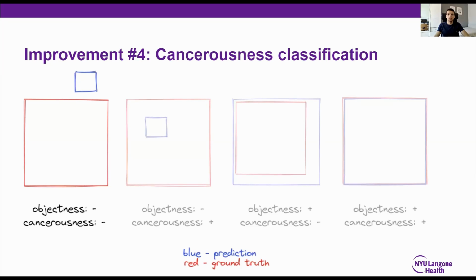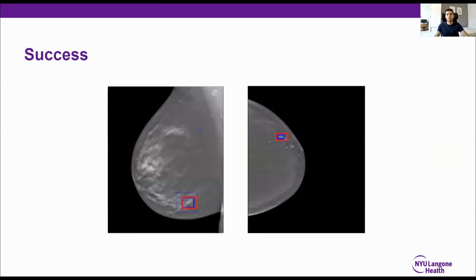For example, if the prediction is outside of the ground truth box, both labels are negative. If the prediction is inside the ground truth box, but with small IOU, we set the cancerousness label to true, while keeping the objectness as false. When the prediction is larger than the ground truth box, but with close enough IOU, we assign objectness to true while keeping cancerousness as false. Finally, when the boxes align perfectly, both labels are set to true.